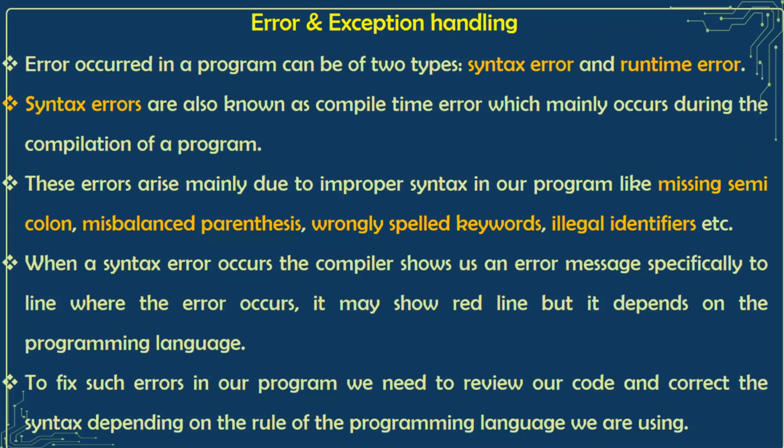So there may be a misspelled keyword or an illegal identifier used while declaring a variable or while declaring a certain method, right? When a syntax error occurs, the compiler shows us an error message specifically at the line where the error occurs. It may show a red line, but it depends on the programming language. So the compiler will show us an error message with a red line inside the line which has a certain syntax error. To fix such errors, we need to review our code and correct the syntax depending on the rules of the programming language we are using.